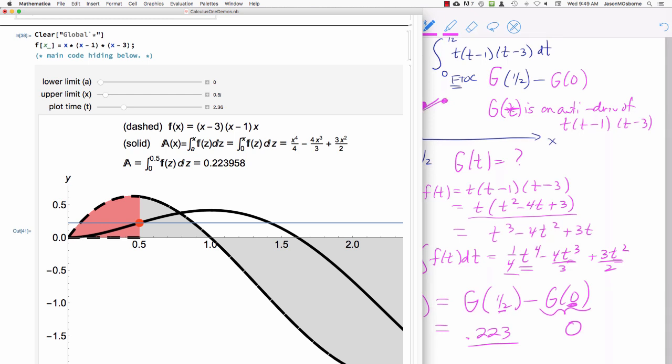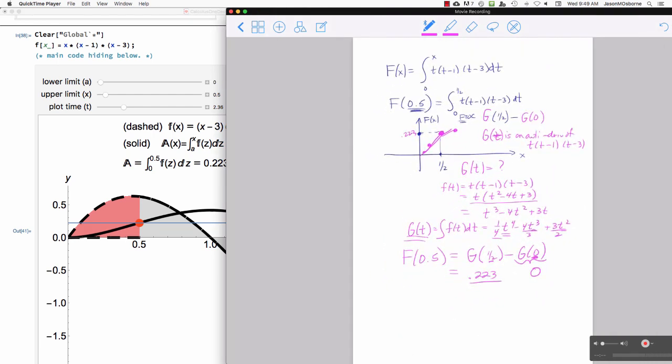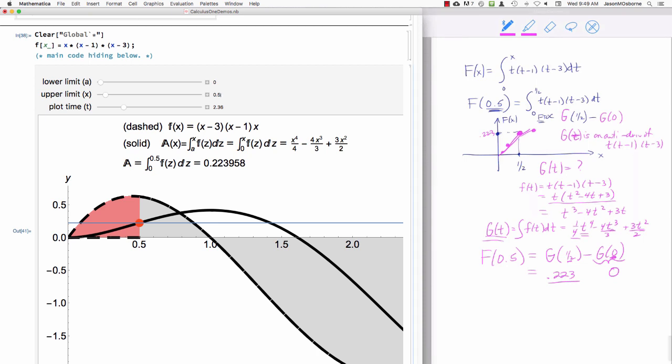Okay? So in the next video, we'll try to address function capital F of x where you can actually find the antiderivative.